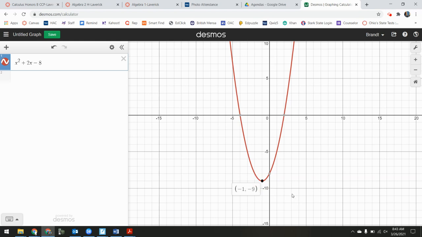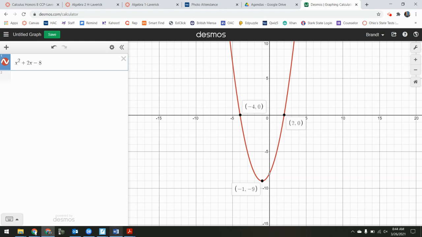So if you've got a quadratic on your state test, and it's saying, where's the vertex? You could just open this up, graph it, and click on the vertex, and it tells you exactly where it is. Where are the zeros? -4, +2. You see how easy that is? -4, +2. Questions about that?